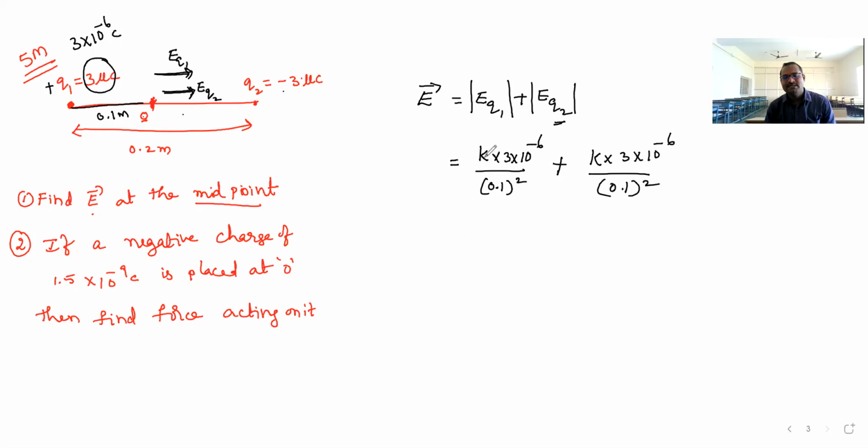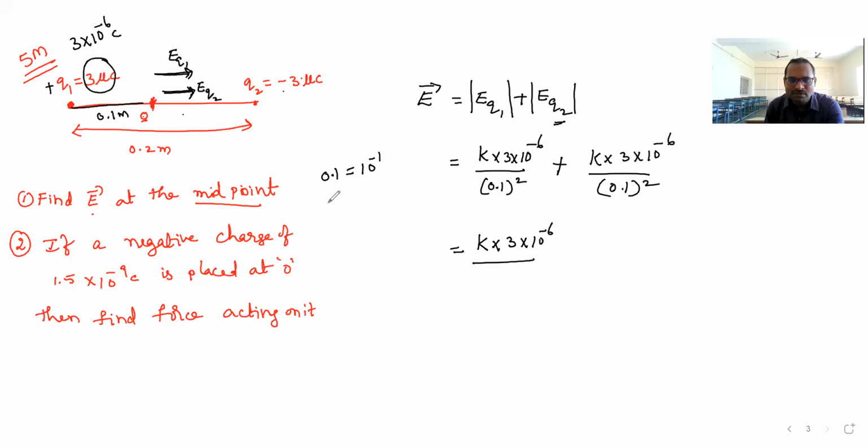So what you will get? K into 3 into 10 to the power of minus 6 by 0.1 whole square. Here also K into 3 into 10 to the power of minus 6 by 0.1 whole square. Both are the same values, 2 times we are adding. So shall I write 2 times of this? Or otherwise we can calculate also, no problem. So K value as it is, I'll keep 3 into 10 to the power of minus 6 divided by 0.1 whole square. 0.1, how can we write that? We can write 10 to the power of minus 1.